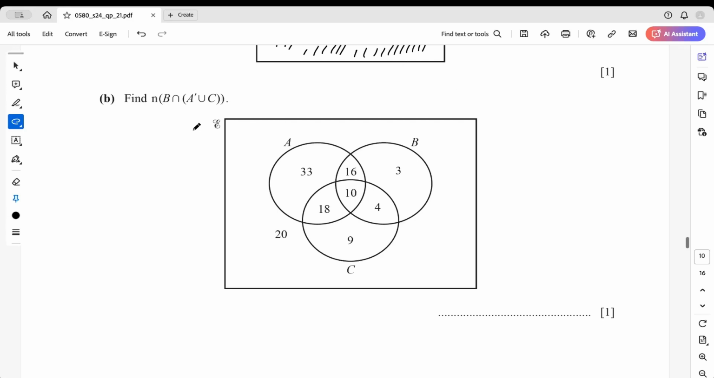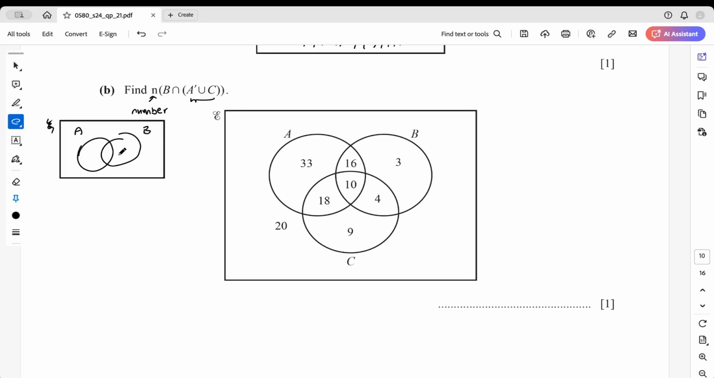Okay, part B. Find N, where N is the number of items in this event. Okay, let's break it down slowly. There's two brackets, so we'll start solving the inner bracket. This is A complement union. This upside down U means union.